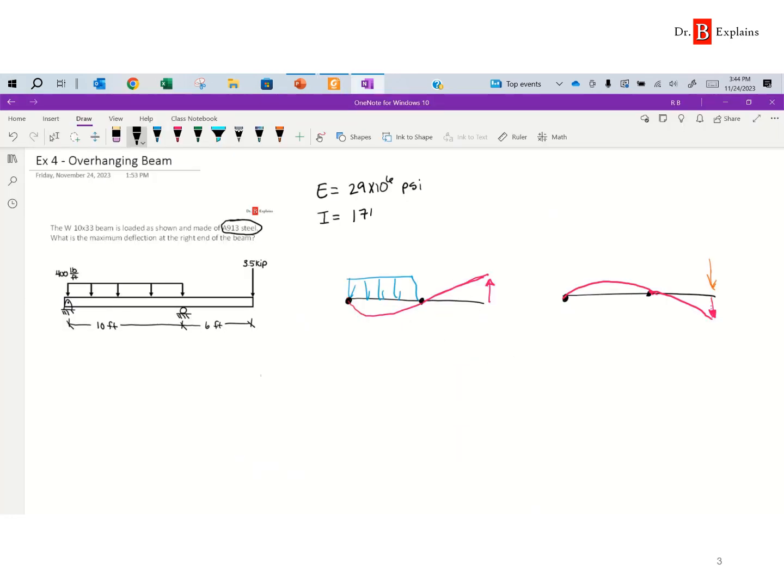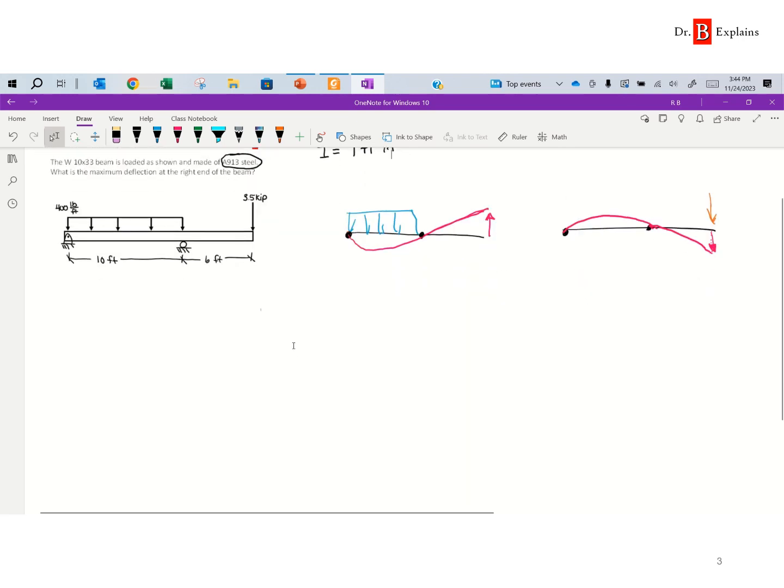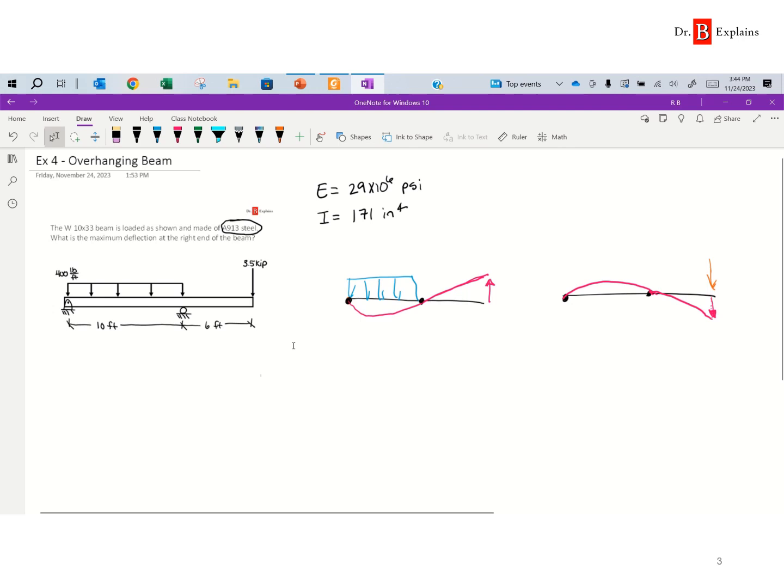So 171 inches to the fourth. Now, another thing that I would like to do right now, before I start plugging in values into the different equations, is to have everything in base units. So you can see here elastic modulus in pounds per square inch, moment of inertia in inches squared. But when we look at the beam, we have lengths in units of feet. So I want to go ahead and convert that to units of inches.